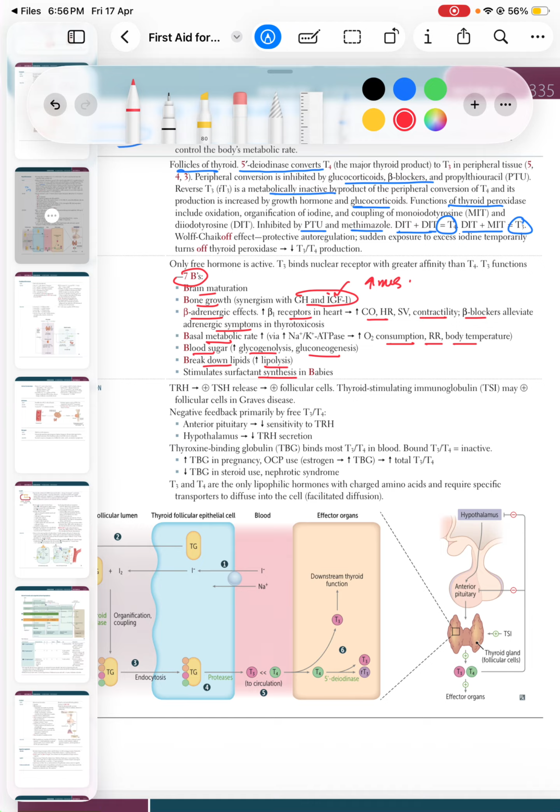Also the beta-adrenergic effects, that is the thyroid hormone increases the beta receptors in the heart, so this increases the cardiac output. The beta receptors, beta-adrenergic, these are the beta-adrenergic.